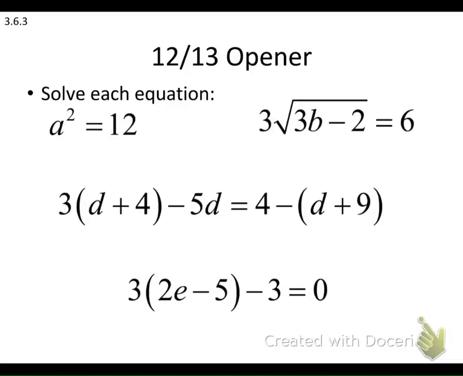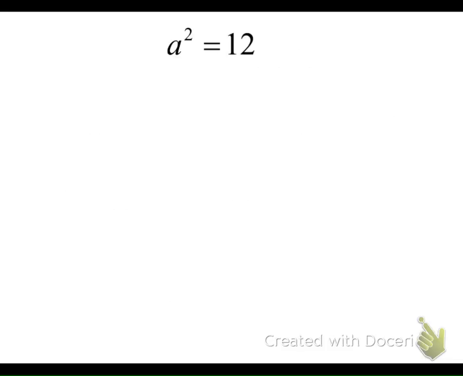Today is the 13th. So the opener today is just a little bit of a review of everything that we've done so far, third triad. So let's take a look at the first equation here. Looking at this, what kind of equation is this? A square. So when you're like, ooh, how do I do this? I don't remember. Look at your notes.